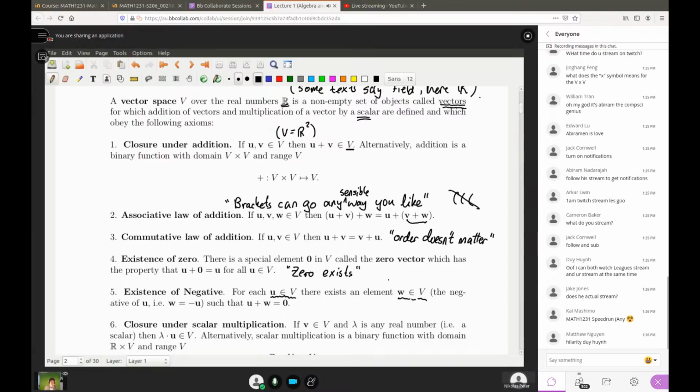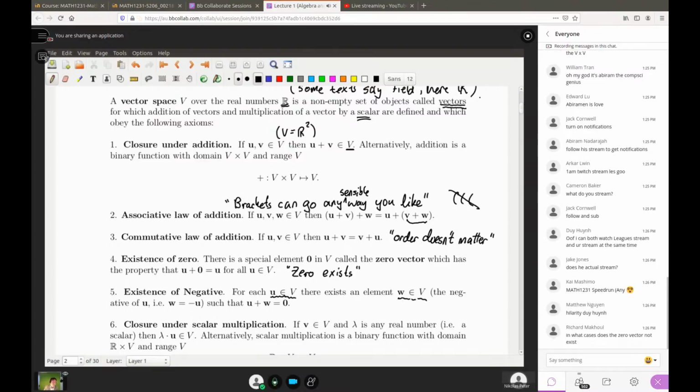Notice that what happens if u is equal to 0? That's the only vector we're guaranteed exists in this world. If you have 0, then there exists another element w, which happens to also be 0 now, such that 0 plus 0 is equal to 0. So there is such a thing as negative 0 according to the axioms, but it's exactly the same as 0. So it's somewhat unsatisfying. In what cases does the 0 vector not exist?